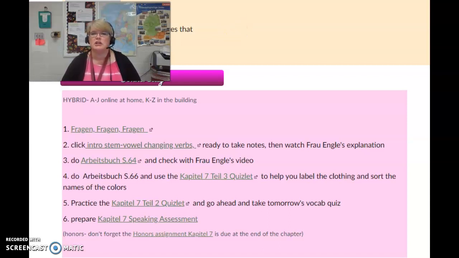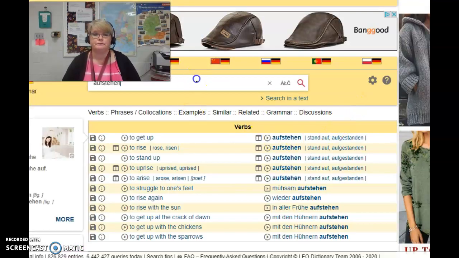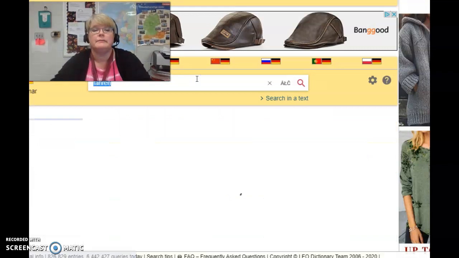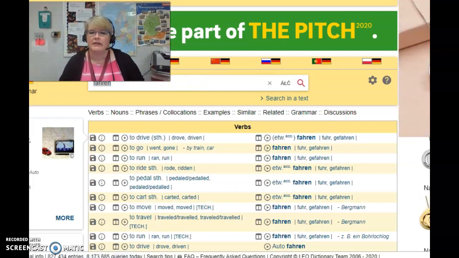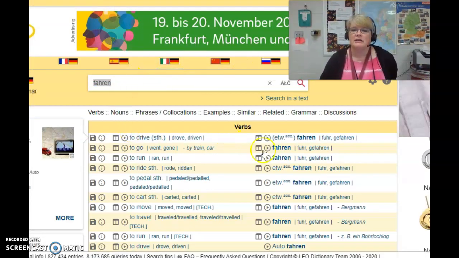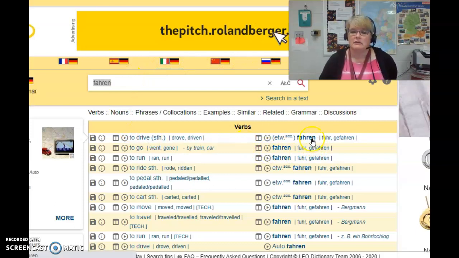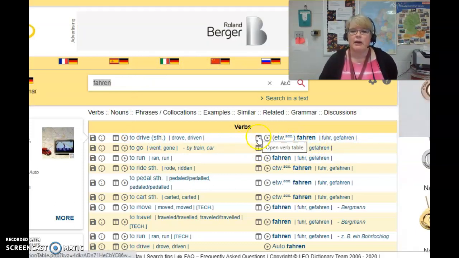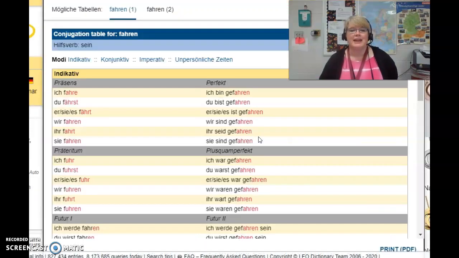Maybe I should show you too, since I got you here. Let's go to dic.leo just a second. We said fahren was one. Let's look at fahren. If I look up fahren, here it says fahren, and those are the past tenses. If I click right here, open verb table, it will tell me if it's a stem vowel changing verb. You see? Ich fahre, du fährst. The umlauts might be kind of hard to see on your screen. So you can always tell from dic.leo.